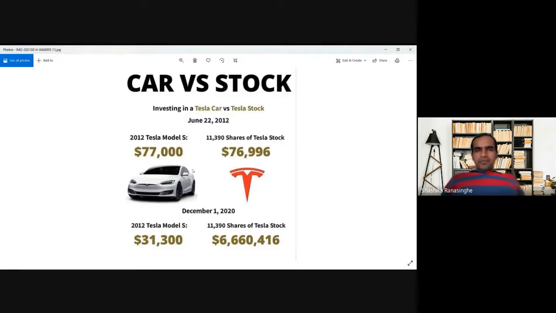Now, if I just run through this, this is what would have happened if you had invested. Let's say there were two people, A and B, who had the same amount of money at their disposal, $77,000 each. A decided to buy a Tesla car. He was impressed by the performance, and he paid $77,000 for it. B didn't want a car. He thought he would go by bus. He was happy to go by bus, so he bought a bus season ticket and traveled by bus. Instead of using it on a car, he bought 11,390 shares of Tesla, spending $76,996. Which means the cost of a share is how much at that time?